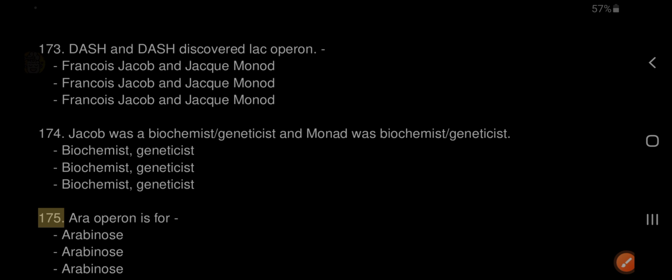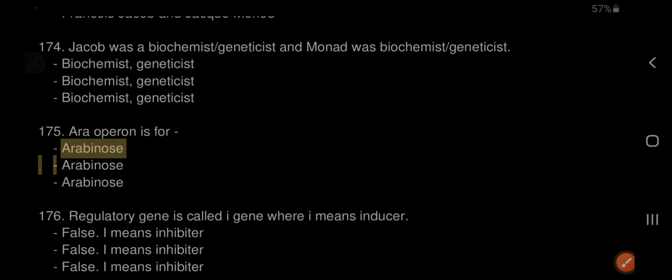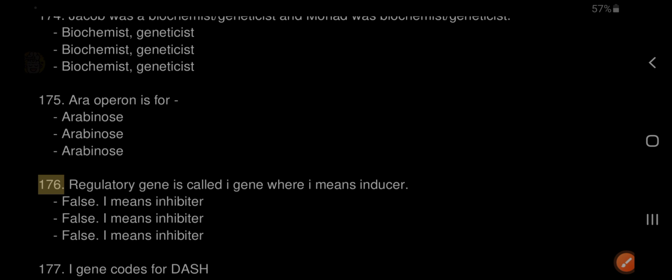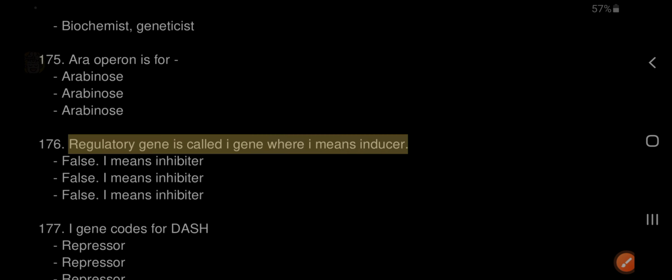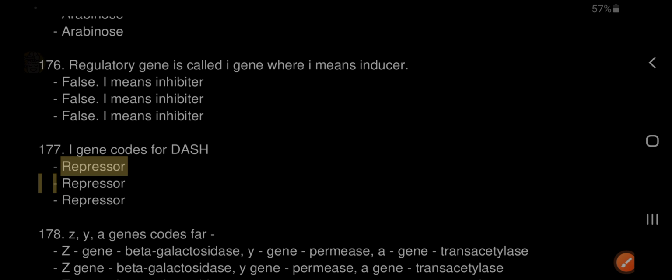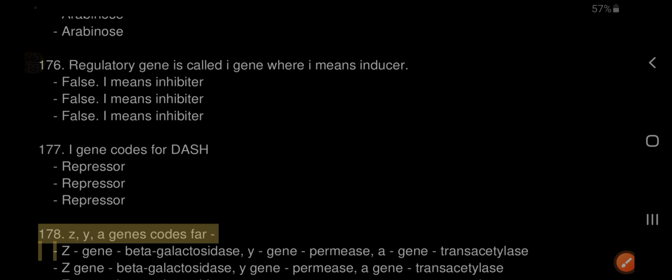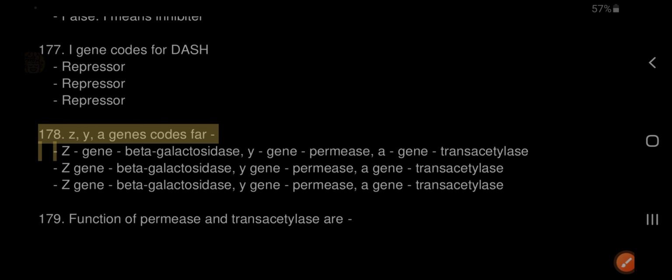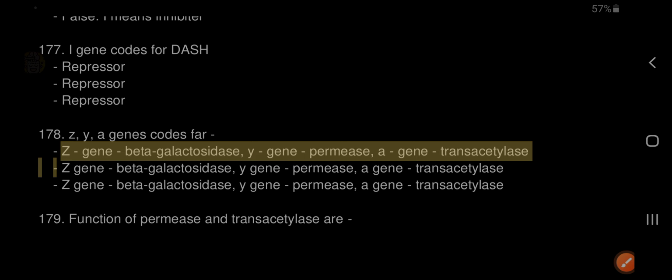175. The ara operon is for arabinose. 176. The regulatory gene is called the I gene, where I means inducer. False. I means inhibitor. 177. The I gene codes for repressor.